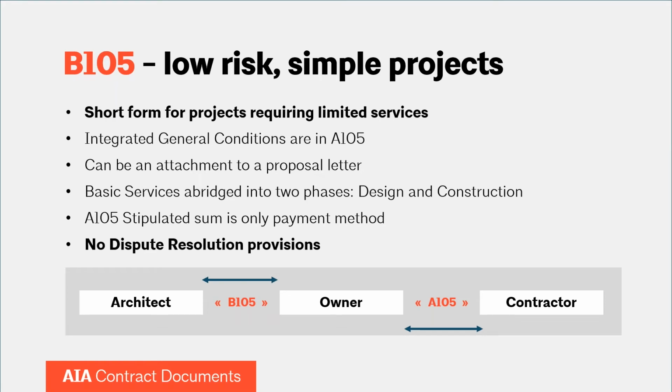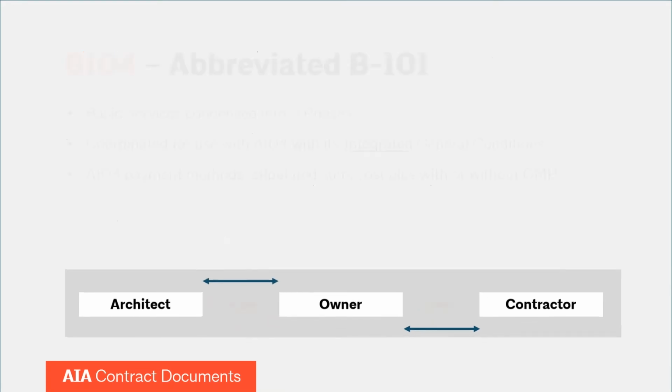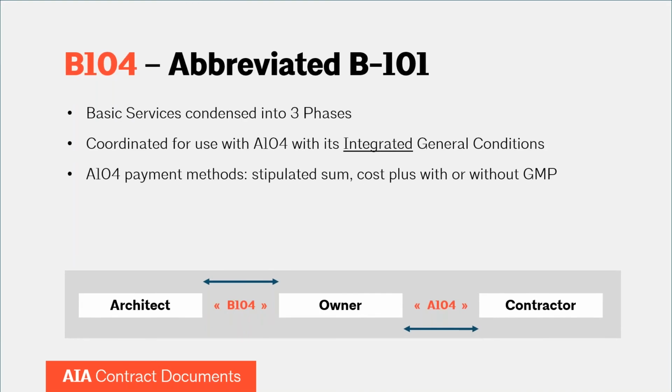Moving on to B104. Before 2017, we called it an architect agreement for projects of limited scope. That really was not the best title either. And now we call it the abbreviated form of agreement. It's basically a B101 with the scope portion really shortened. So abbreviated is the proper term for it. It captures what it is about.